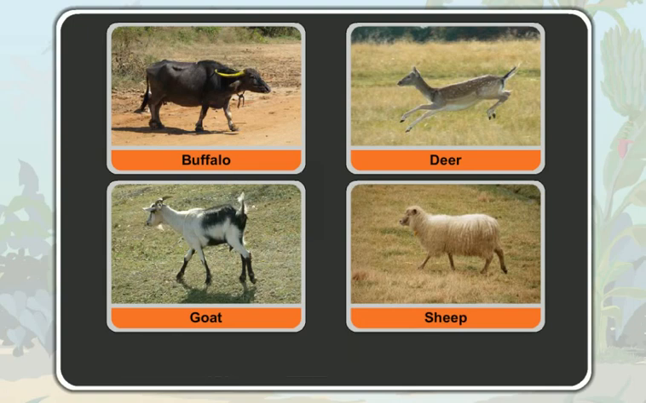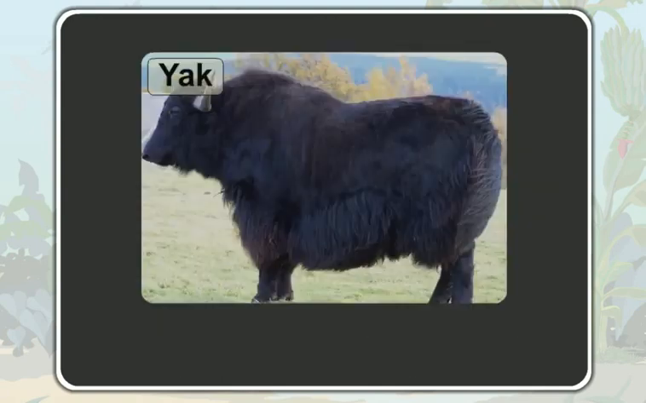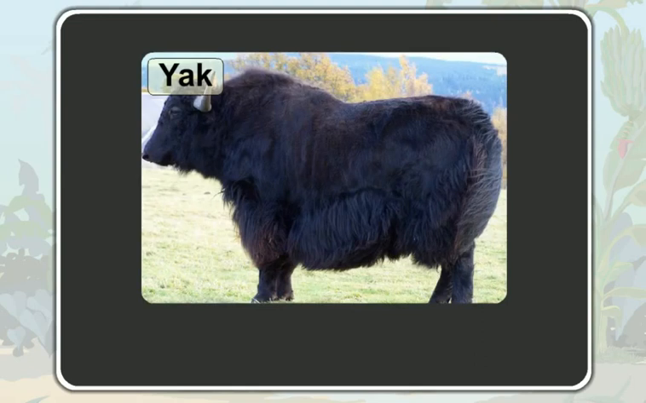So, all the land animals have legs to walk and run on land. They also use their legs to escape their enemies. Students, look at this yak. A yak lives in the cold mountain region.